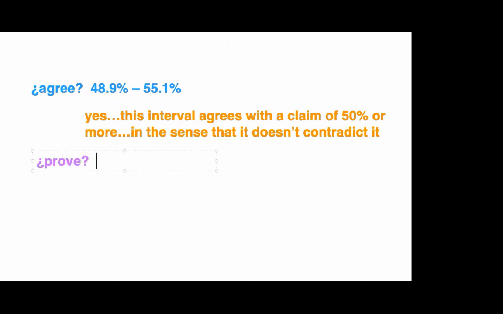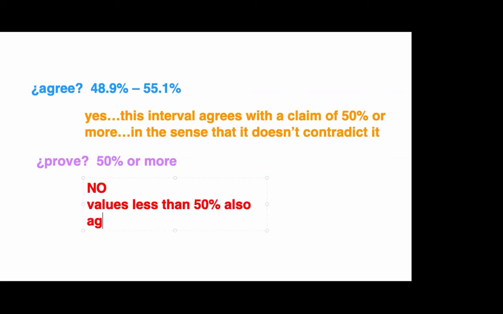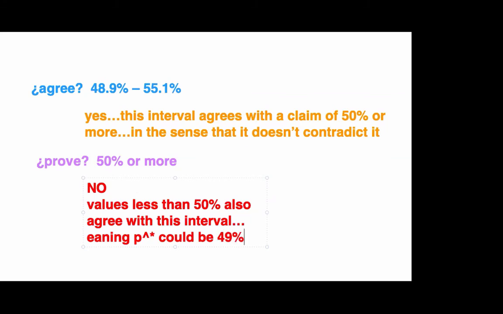that 50% or more is the actual result? The answer here is no. It does not prove it. Okay, no, it doesn't prove it. And that's because values less than 50% also agree with this interval. Meaning p star could actually be something like, which is indeed less than 50%.